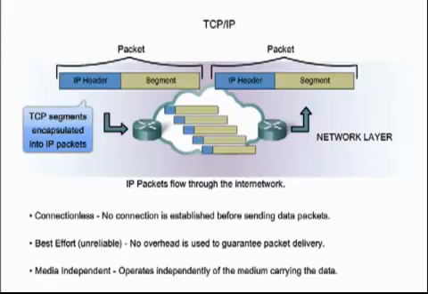It is connectionless, provides best effort delivery, and is media independent. Connectionless means that no connection is established between the source and destination before sending data packets. Best effort delivery means that IP does not guarantee packet delivery, so it is possible that a packet may be lost in transmission. It is the job of the transport layer to guarantee delivery. Media independent means that IP operates independently of the medium carrying the data and can be used with many different media. These characteristics greatly reduce the overhead of a packet, which allows IP to function very efficiently at the network layer.